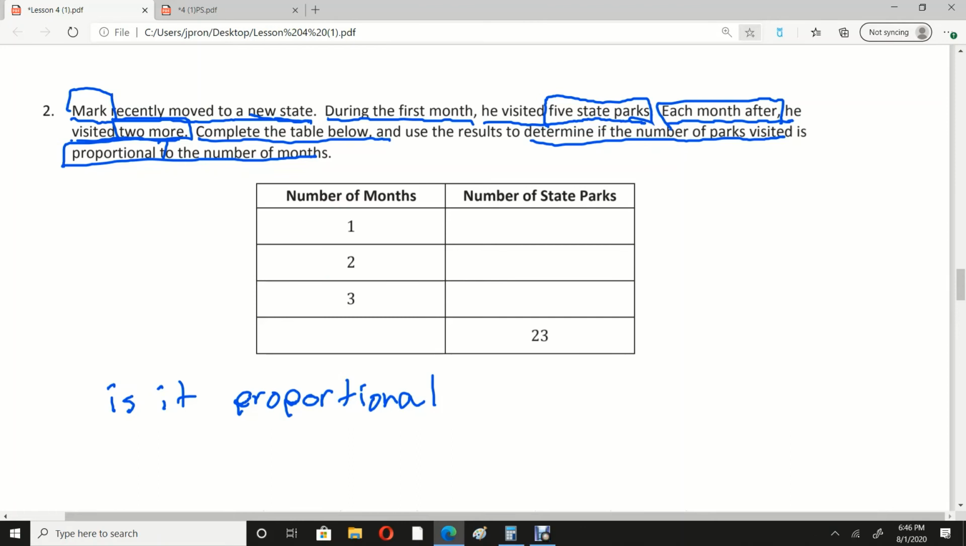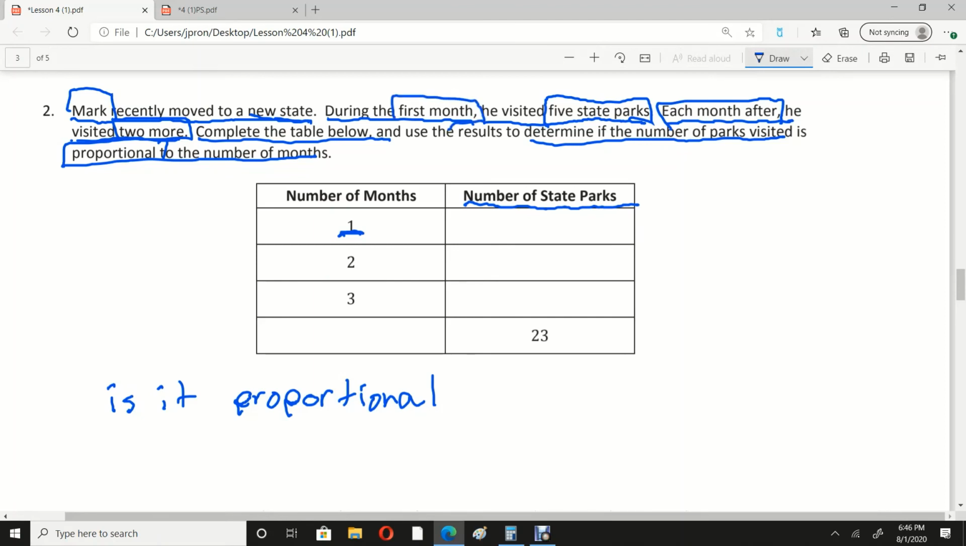Okay. All right. So how many state parks will Mark have seen in the first month? In his first month, how many did he visit?